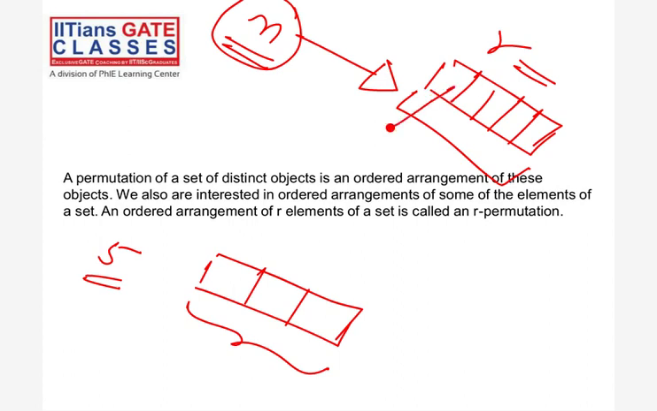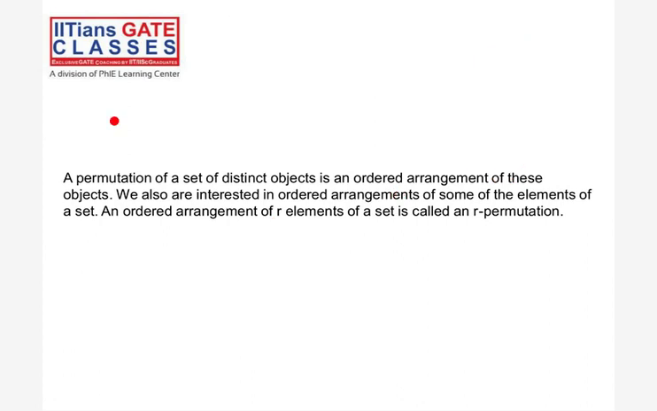So you know that for this first position we can pick any of these n elements. For this second position we can pick any of the remaining n minus 1 elements. Just like in this question, first we had 5 ways, then 4 ways, then 3 ways. So if we solve this question, let's assume there are n elements, and we have a line whose length is r only.